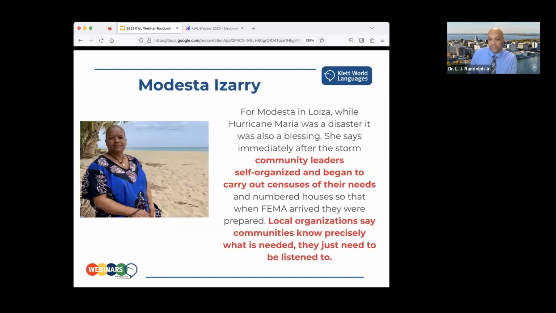And then we also center the community activism that was happening there. So we center on a community leader. Her name is Modesta. And this says it all right here, right? The community leaders did what? They self-organized and they began to carry out censuses of their own needs. They know what they need, they just need to be listened to. And that's kind of the moral of this whole learning sequence. Listen to these communities, and especially the people who are engaged in liberation.